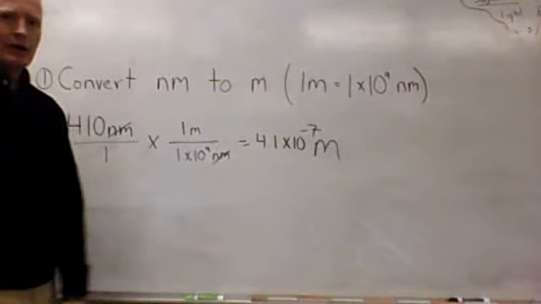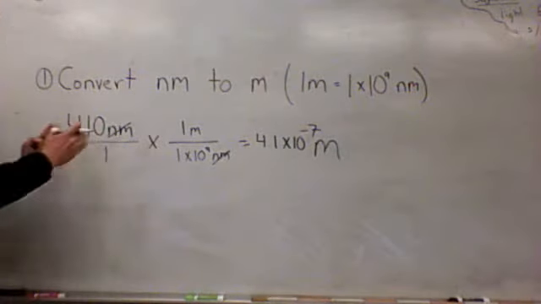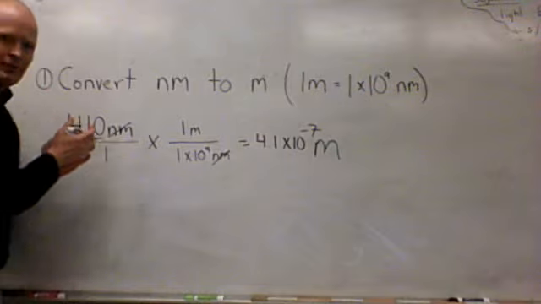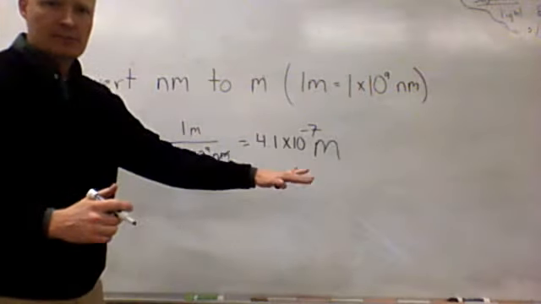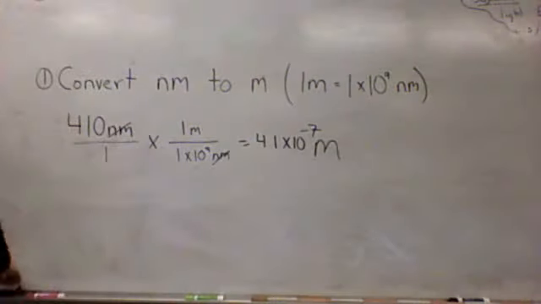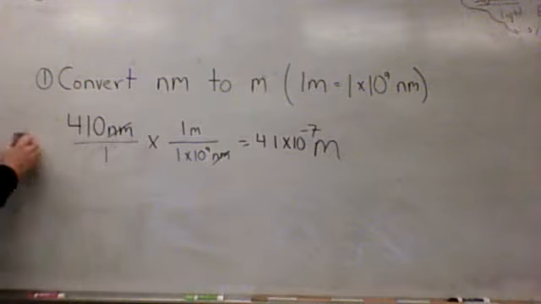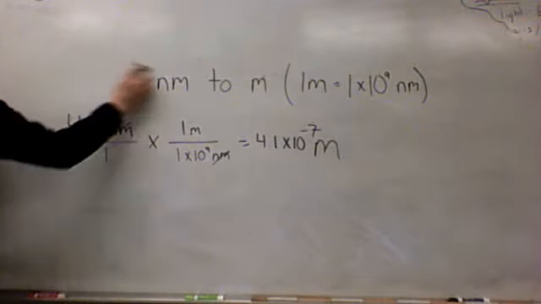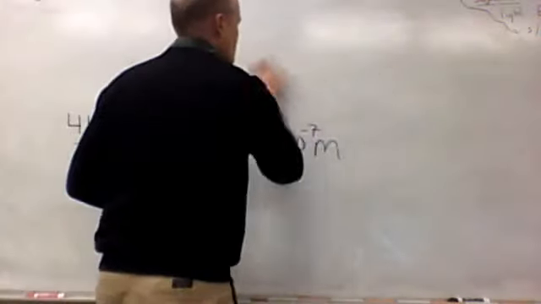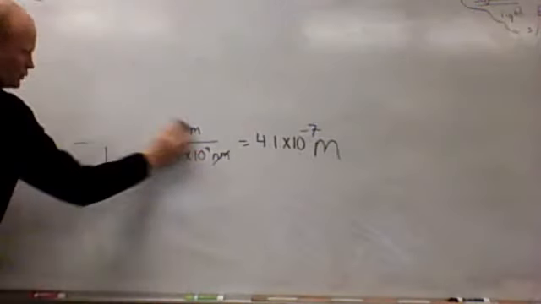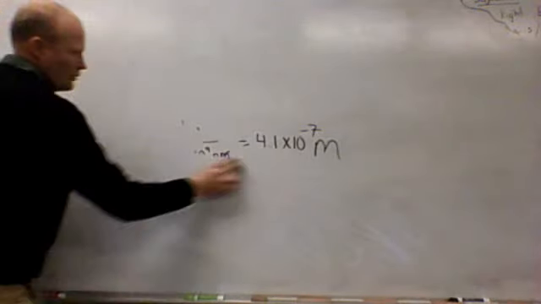Okay, so that's step one. You've converted your wavelength of light from nanometers to meters. Great. Now we'll move on to step 2, sticking with this wavelength of light. Step 2, we want to calculate the frequency.